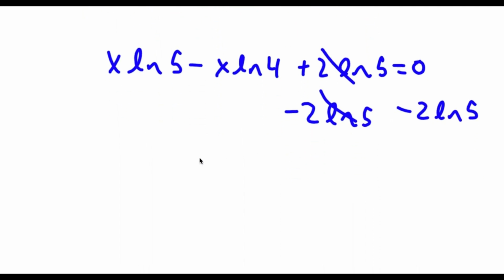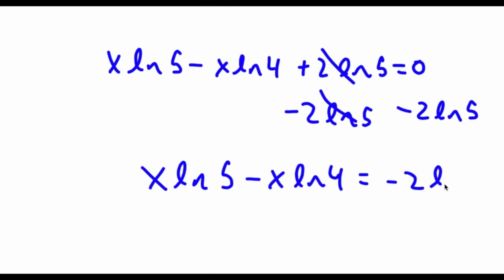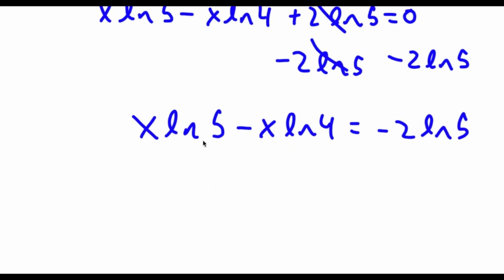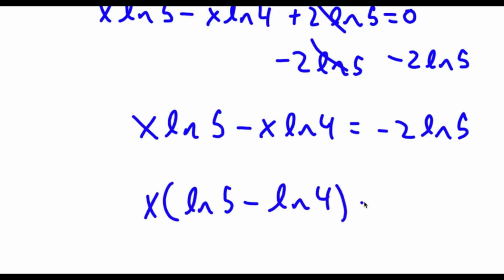these two cancel out. Now I'm left with x times ln 5 minus x times ln 4 is equal to negative 2 times ln 5. So now if I factor out x from x times ln 5 minus x times ln 4, I get x times ln 5 minus ln 4 is equal to negative 2 times ln 5.